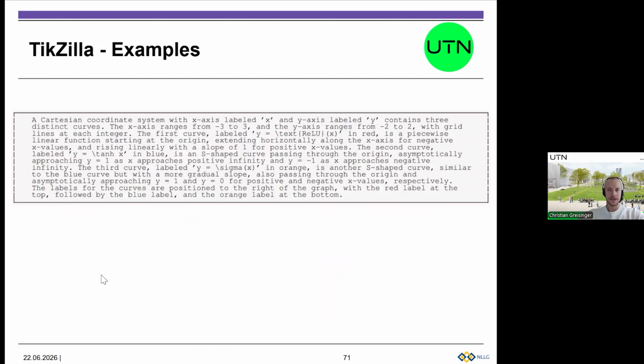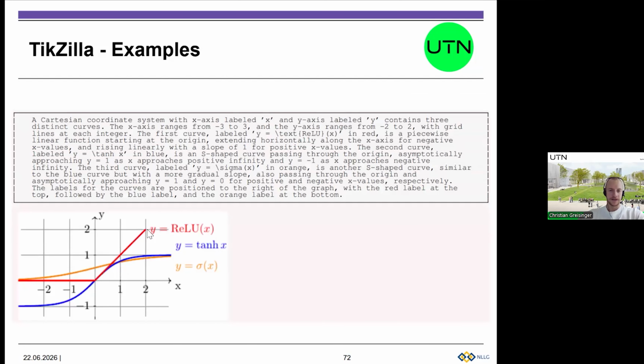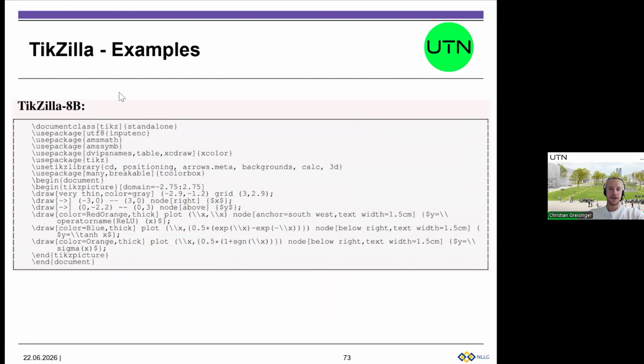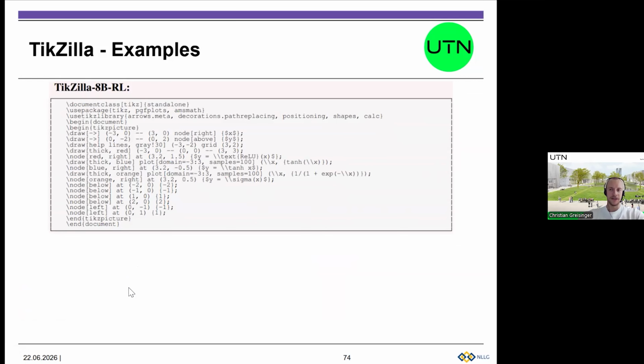Another example is a Cartesian coordinate system, with 3 different mathematical functions: ReLU in red, sigmoid in orange, and tanh in blue. Our TikZ 8B model produces code that cannot actually be rendered to a figure, but our reinforcement learning tuned model produces the correct figure with the mathematical functions being correct. Another advantage of the reinforcement learning tuning is that the code it produces is much more concise and shorter compared to the supervised fine-tuning model, while performing much better.